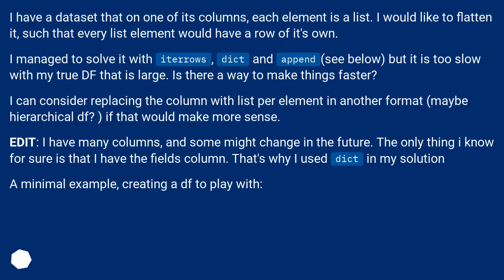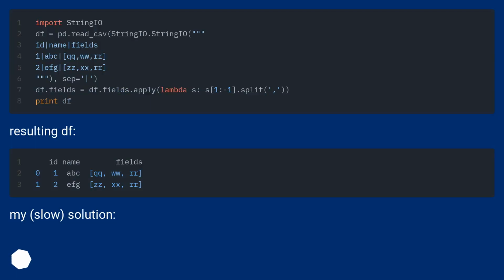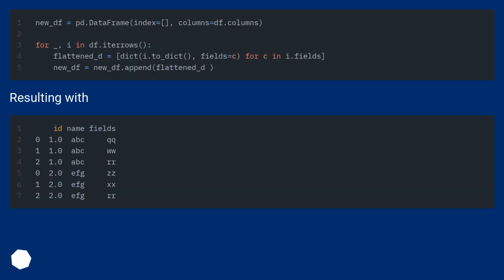A minimal example, creating a DF to play with. Resulting DF. My slow solution. Resulting with.